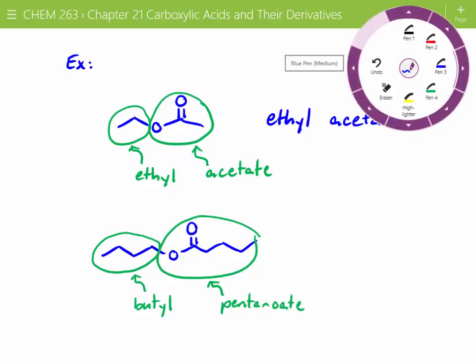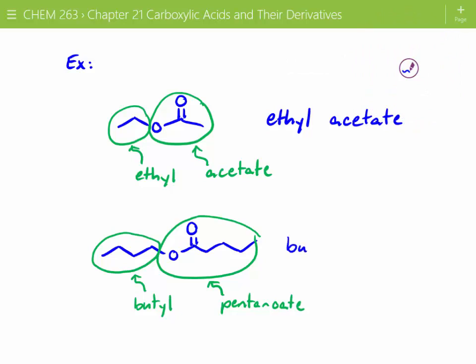So when we name this, this would be butyl pentanoate. So the first word for an ester is always going to refer to the group coming off the oxygen. The suffix is going to refer to the parent carboxylic acid, but we're changing the suffix to an 8. So we need to make sure that we fill it all in appropriately.